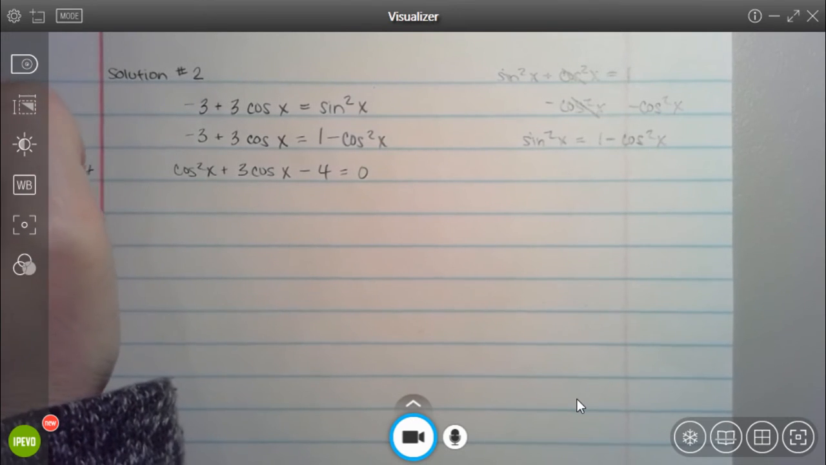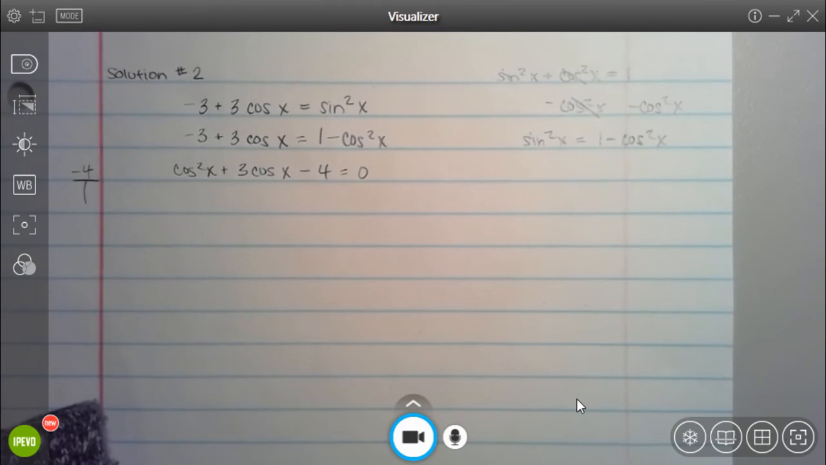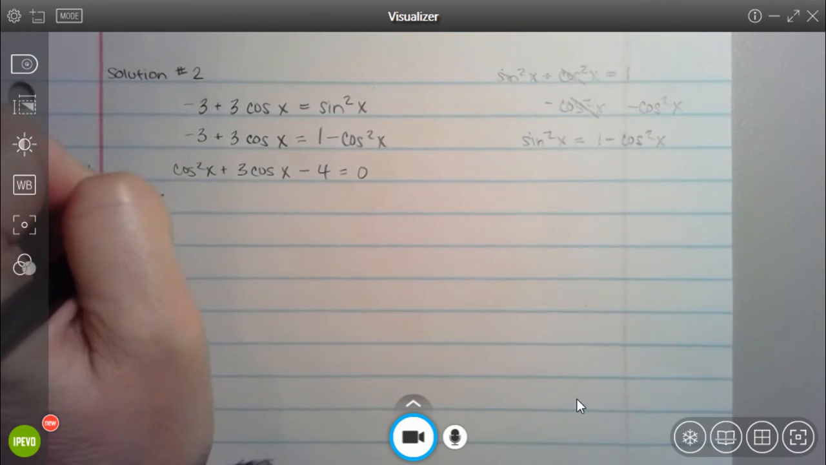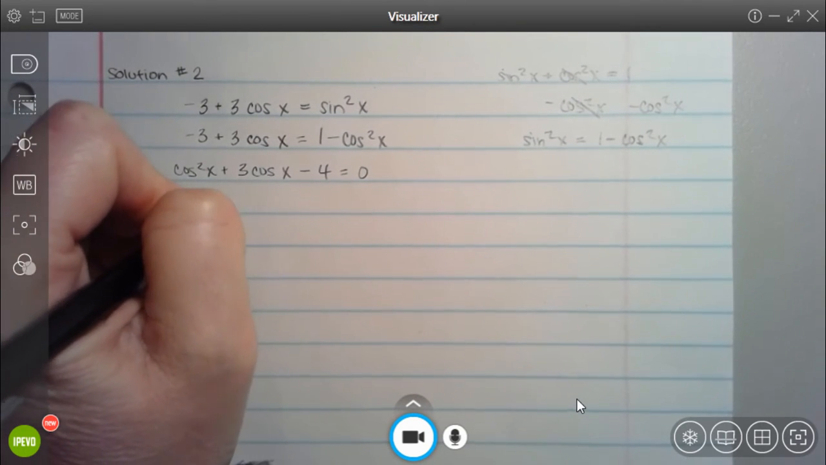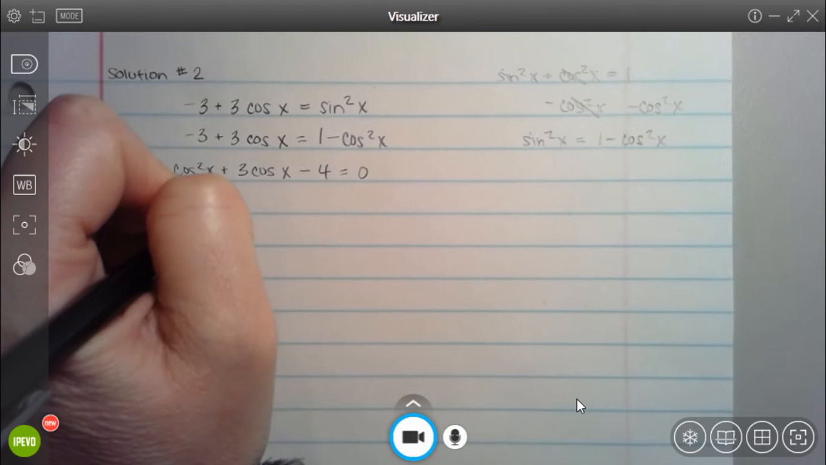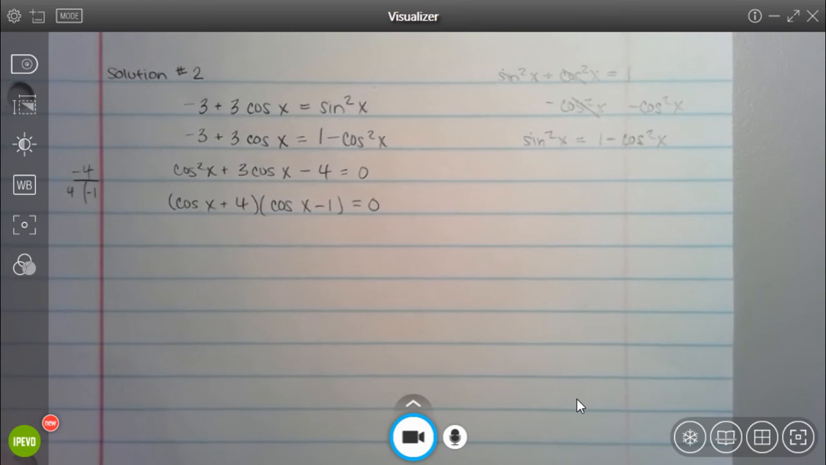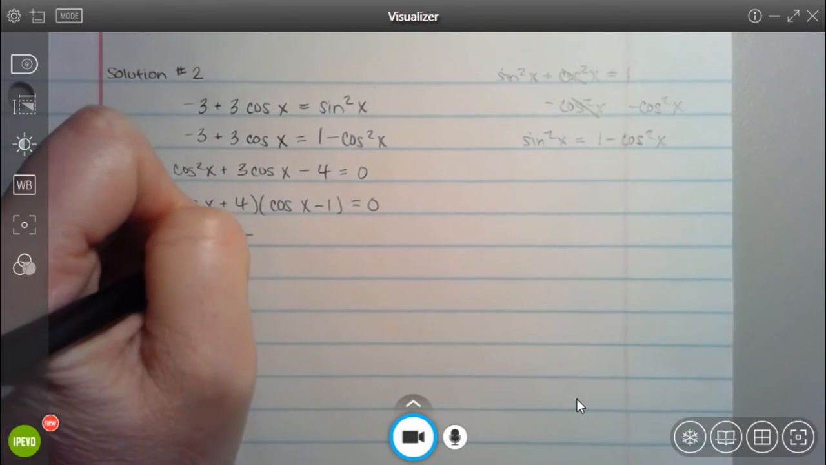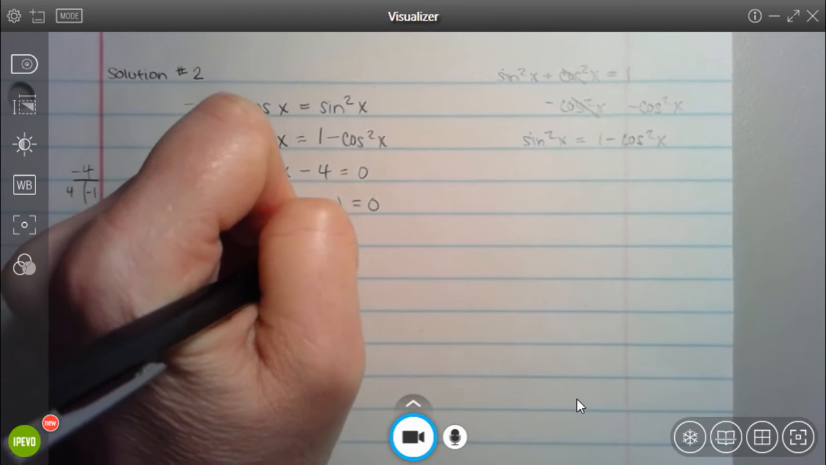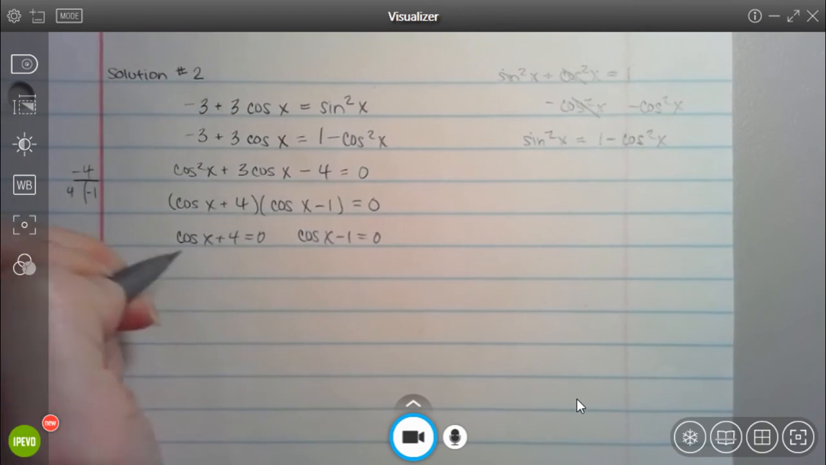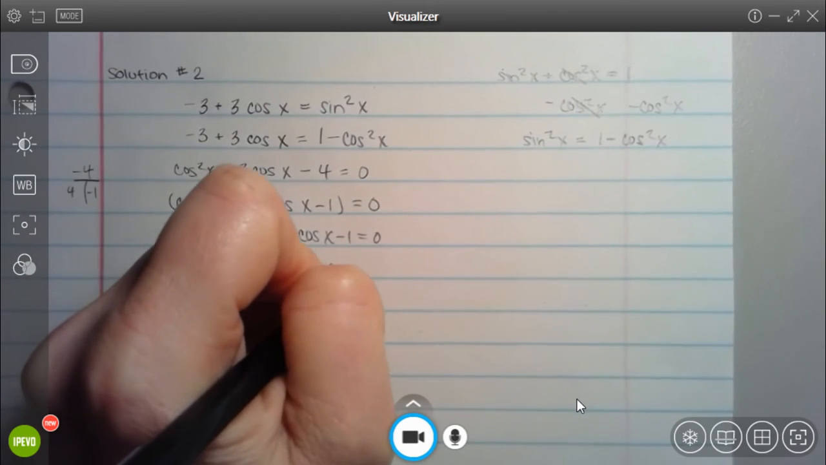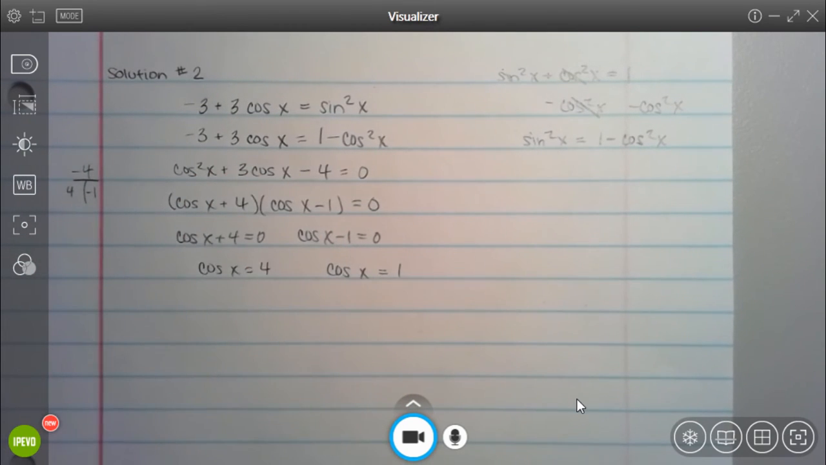So factors of -4 that combine to give me 3 would be 4 and -1. So cosine x plus 4, cosine x minus 1. So we set each of them equal to 0. And we get the cosine of x is equal to -4, and the cosine of x is equal to 1.